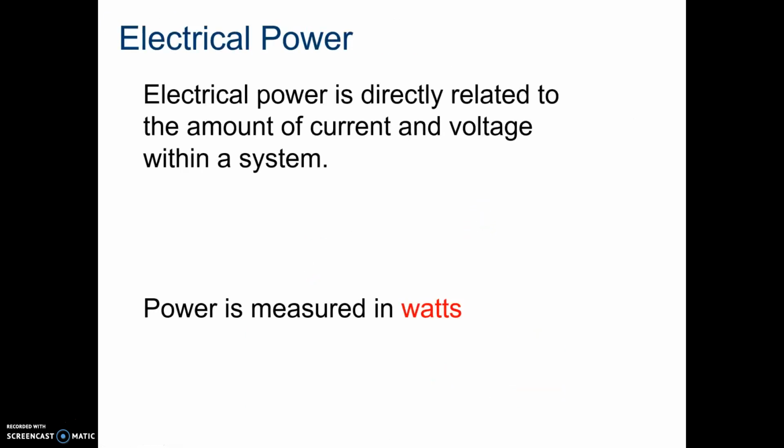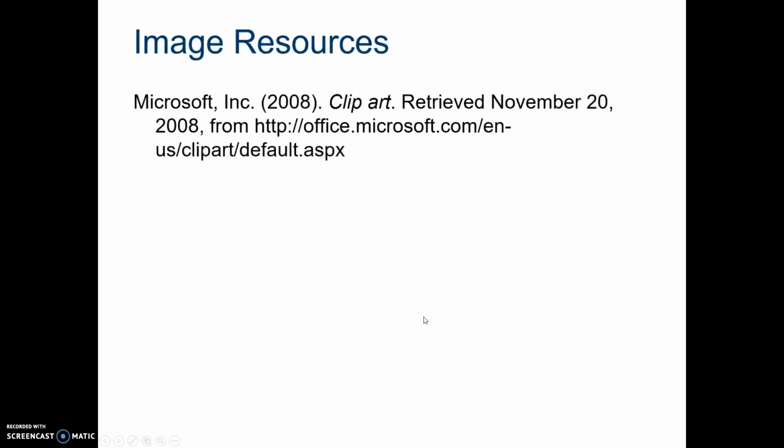Electrical power is directly related to the amount of current and voltage within the system. It is measured in watts. You can go ahead and write down that equation. Power is current times voltage, and the units are watts. You want to write that in your notebook. And that is it on this.